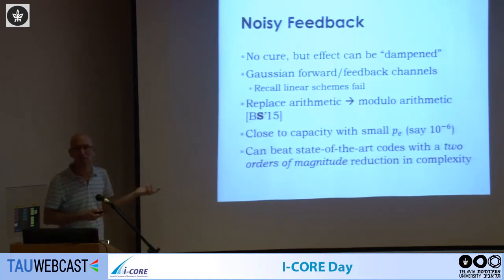And in some situations, I'm not going to discuss the details, but if the feedback link is sufficiently non-noisy, if it's not horribly noisy, then it can sometimes beat state-of-the-art codes. It can achieve even better rates than reasonable codes that people use today that don't use feedback. And in terms of complexity, it has something like two orders of magnitude reduction in complexity.